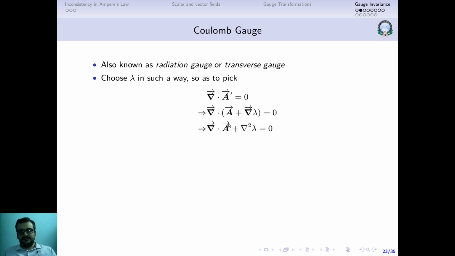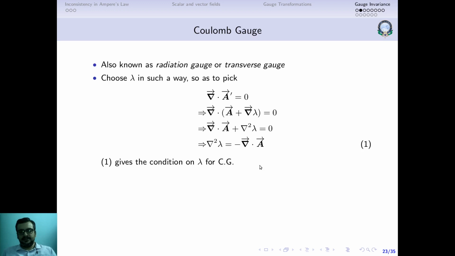Now the divergence of the gradient is nothing but the Laplacian. So the divergence of A plus the Laplacian of lambda is equal to 0. From here we get that the Laplacian of lambda must be equal to minus the divergence of A. Call this equation number 1. This equation number 1 gives us the condition for lambda in the Coulomb gauge.